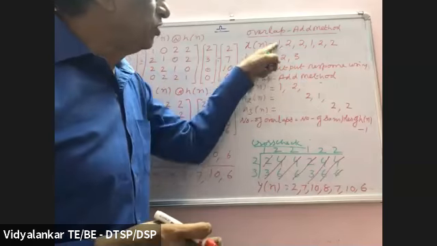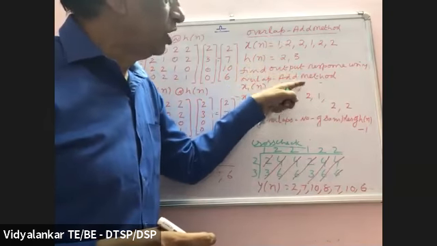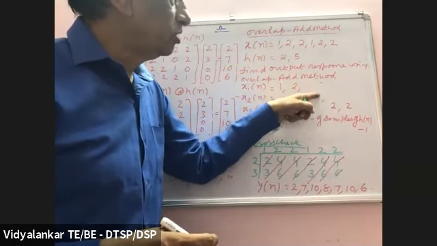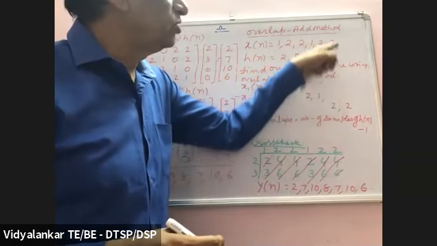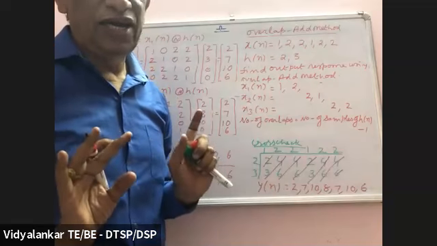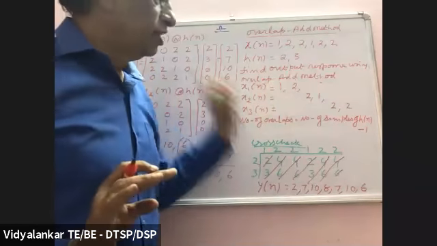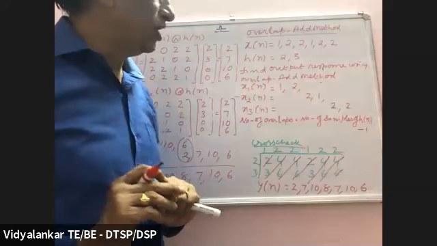1 plus 0 plus 0, 1. 2 plus 0 plus 0, 2. 0 plus 2 plus 0, 2. 0 plus 1 plus 0, 1. 0 plus 0 plus 2, 2. 0 plus 0 plus 2, 2. So ultimately, if you add all the 3 inputs, you will get the same input x[n].